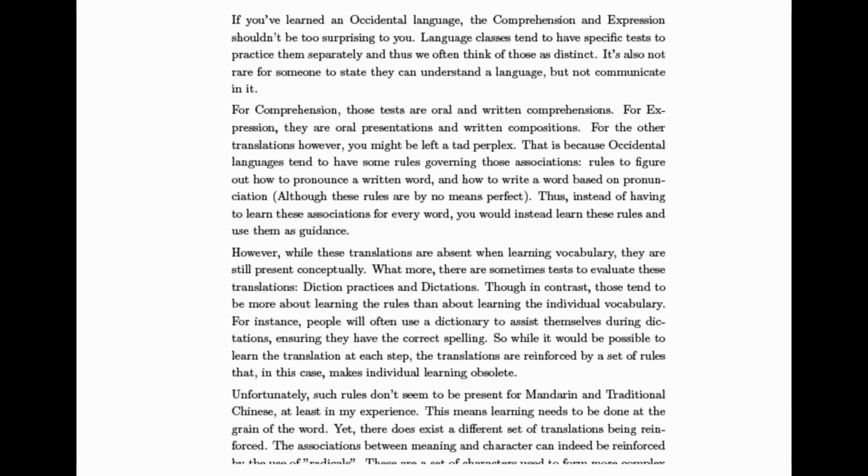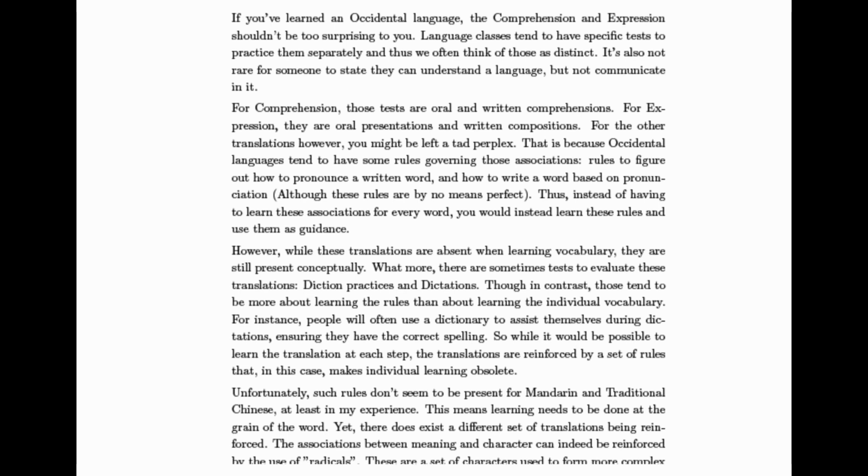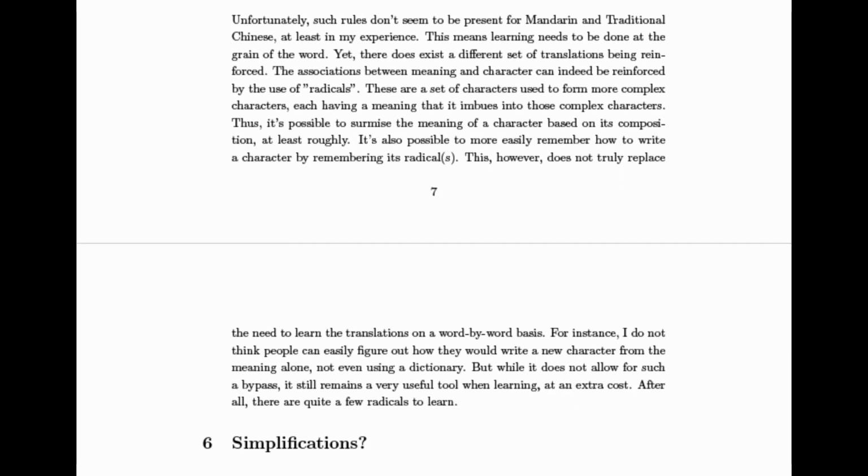Though in contrast, those tend to be more about learning the rules themselves than about learning the individual vocabulary. For instance, people will often use a dictionary to assist themselves during dictations, ensuring they have the correct spelling. So while it would be possible to learn the translation at each step, the translations are reinforced by a set of rules that, in this case, makes individual learning obsolete. Unfortunately, such rules don't seem to be present for Mandarin and traditional Chinese, at least in my experience. This means learning needs to be done at the grain of the word.